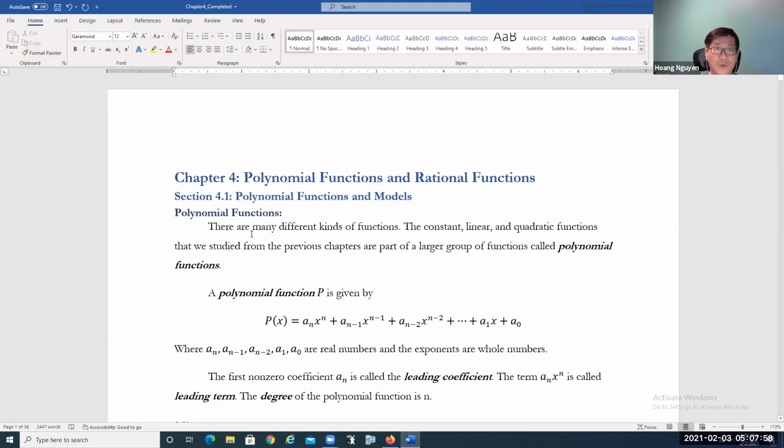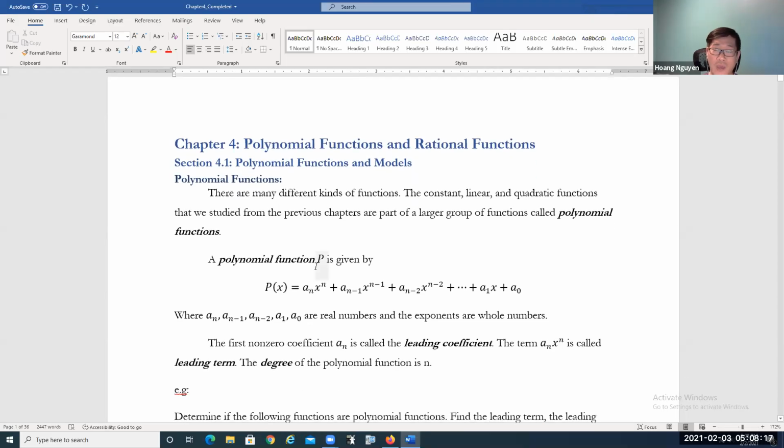There are many different kinds of functions. The constant, the linear, and quadratic functions that we studied in the past are part of the larger group of functions called polynomial functions. So how can we recognize if a function is a polynomial function?